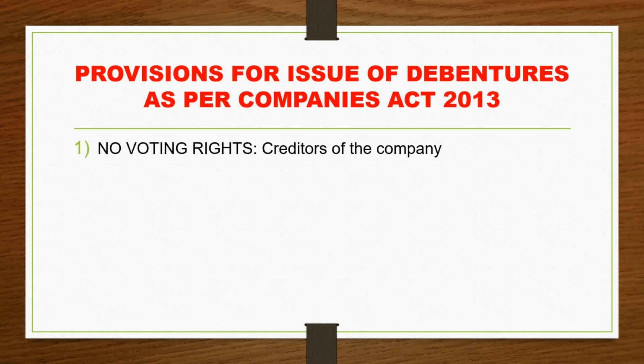No voting rights. Debenture holders are the creditors of the company. Therefore, these creditors do not have any voting rights. But if it is going to affect their interest, that is, the interest and the repayment of the principal, at that time they do have exceptional voting rights.